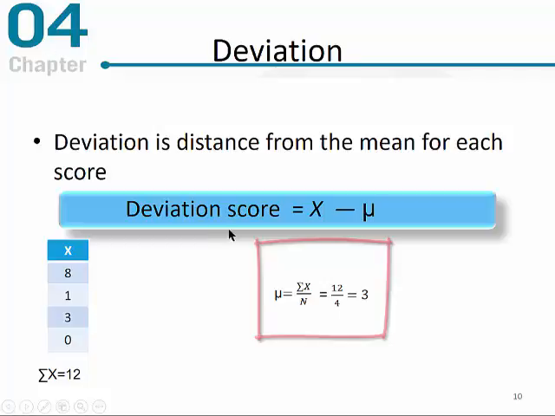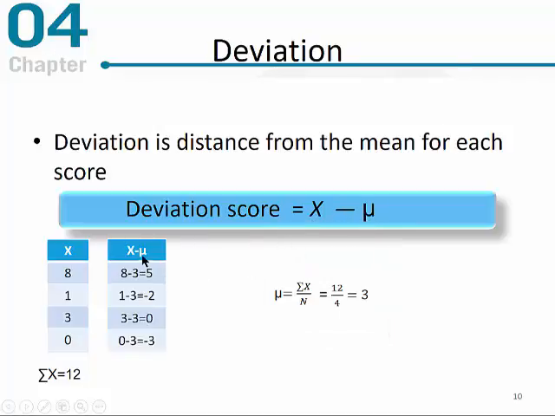We have 4 people. So 12 divided by 4 gives us a mean of 3. Now, according to the formula, we have to subtract the mean from each of the scores. So it's just x minus the mean. So 8 minus 3, 1 minus 3, 3 minus 3, and 0 minus 3. And we get 5, negative 2, 0, and negative 3.